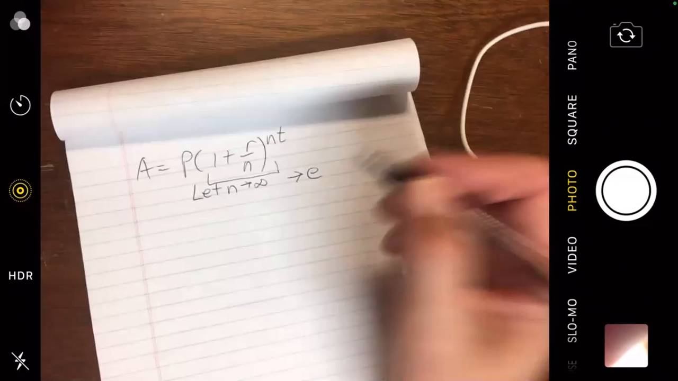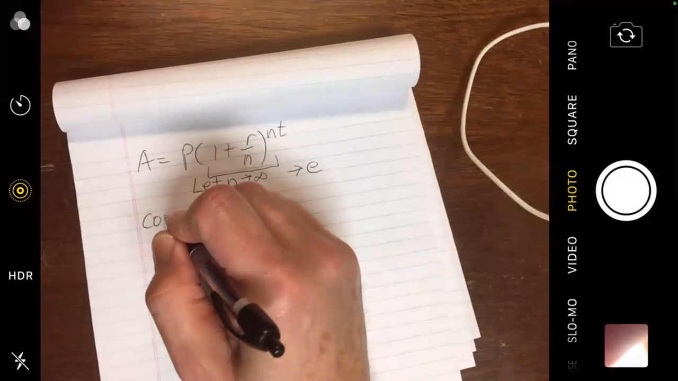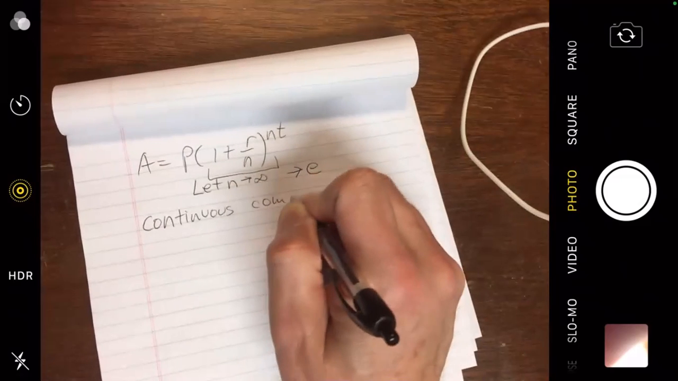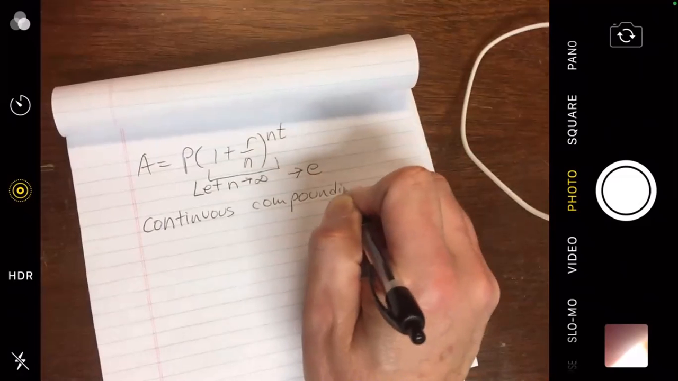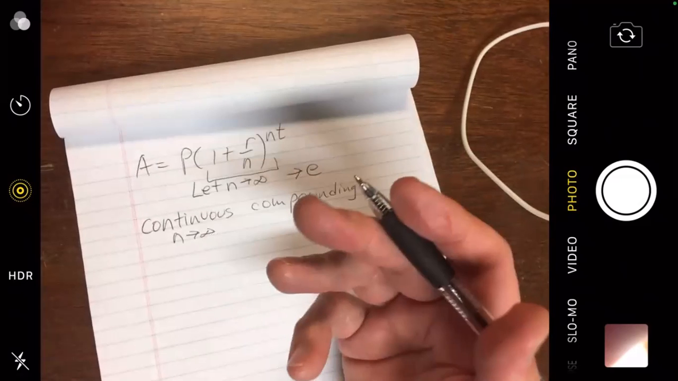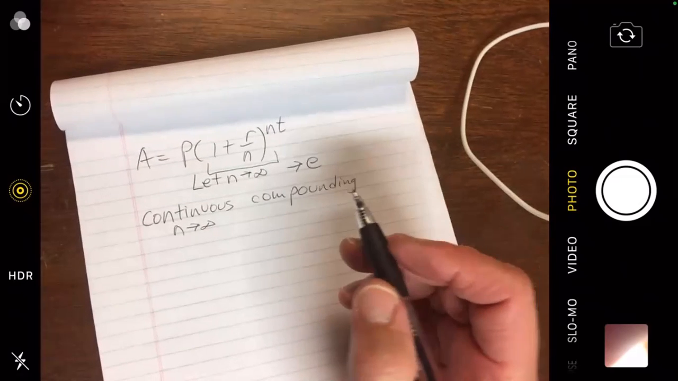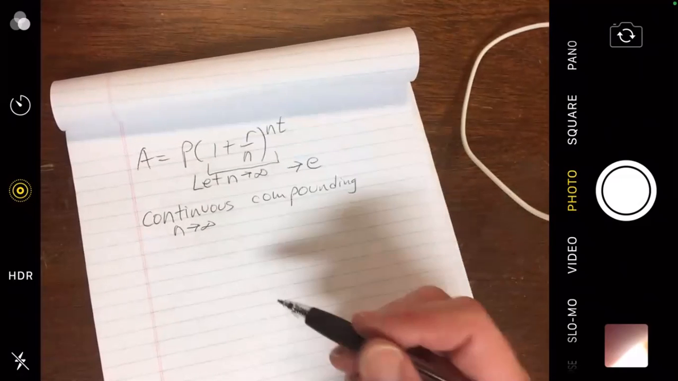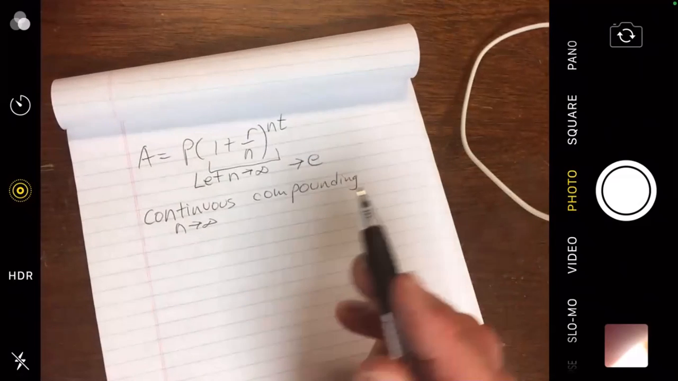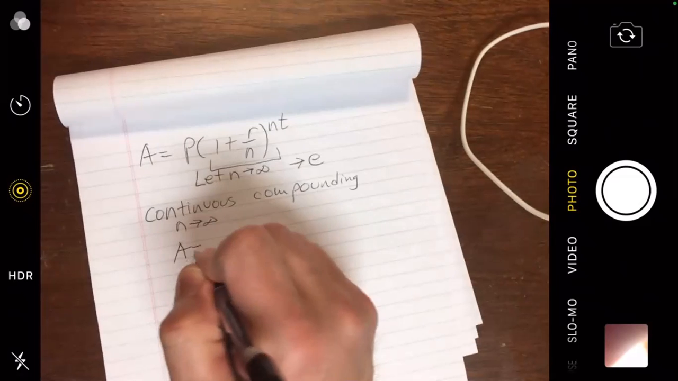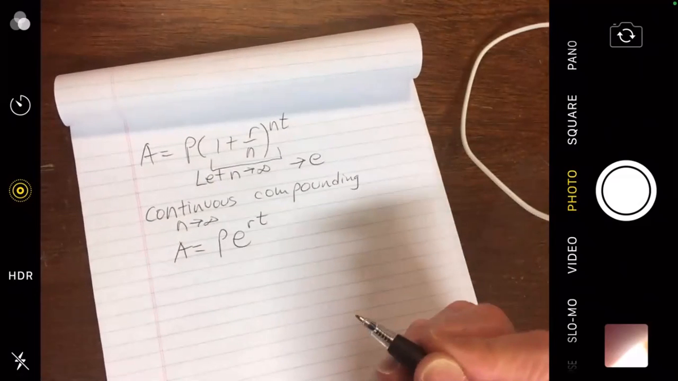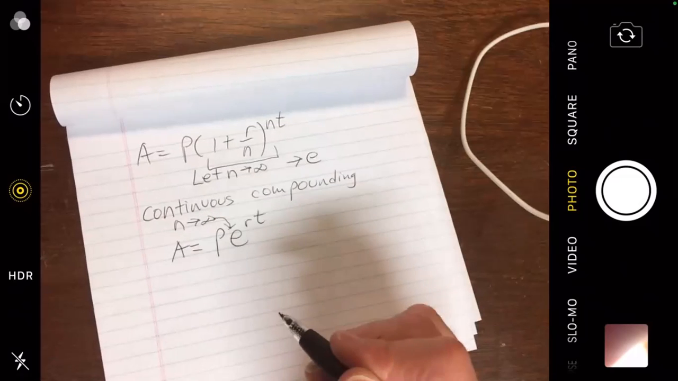Hopefully it's a review. The magic phrase is called continuous compounding, and that means n tends to infinity. So you're not doing it monthly or daily or annually or anything. You're continuously calculating the money you have, running it through this formula and putting the money back in. Under that magic phrase, the formula changes to P e to the rt. There's no n in it. The n has changed to this number e.